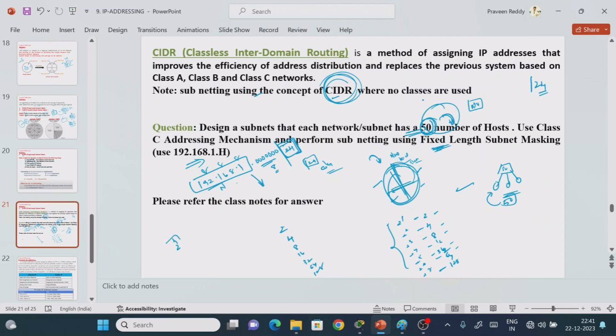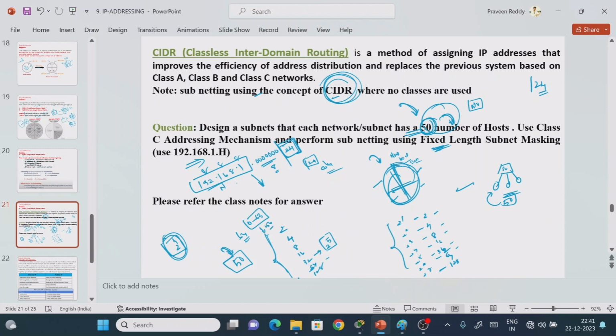So only powers of 2 can be used as the subnet size. But they are asking for 50. Can we make 50 one subnet? No, it is not possible. Everything should be made in terms of 2 power n only. Now what is our requirement? Each subnetwork should consist of a minimum of 50 hosts. If you take 32, that is 2 power 5, it is not sufficient. Now if you take 64, maximum you will get 0 to 63, and 50 is in between 0 to 63.